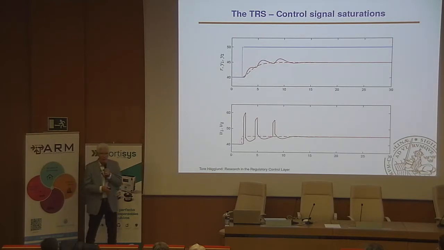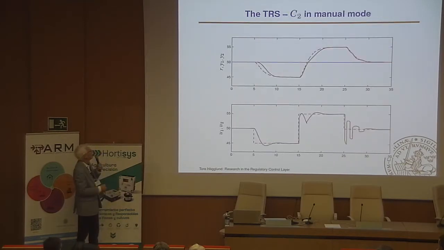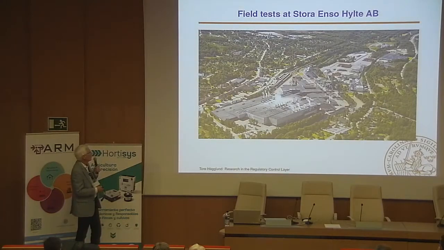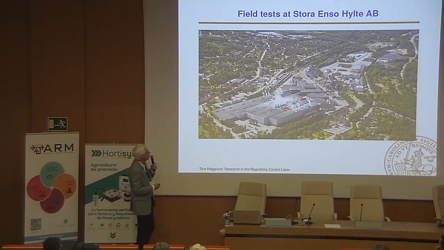Here's an example of a control signal saturation. I limited one of the signals, the dashed one, to 45%, made a set point change, and we are not able to reach the set point, but the focus was to keep the ratio. So this is the flow that we get, and we keep the ratio. And this is a situation where I put one of the controllers in manual mode and make step changes in the controller output, and still keep the ratio. So it works.